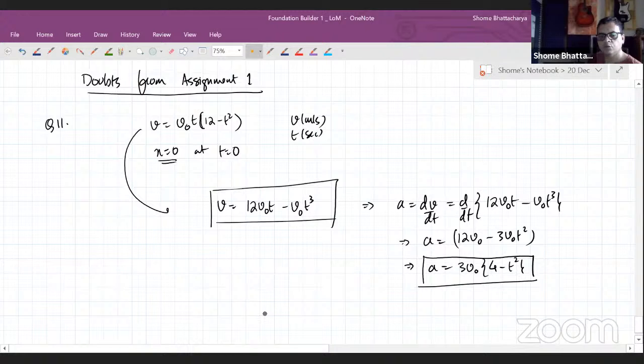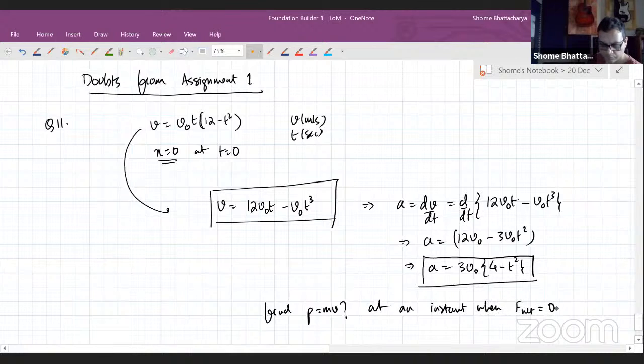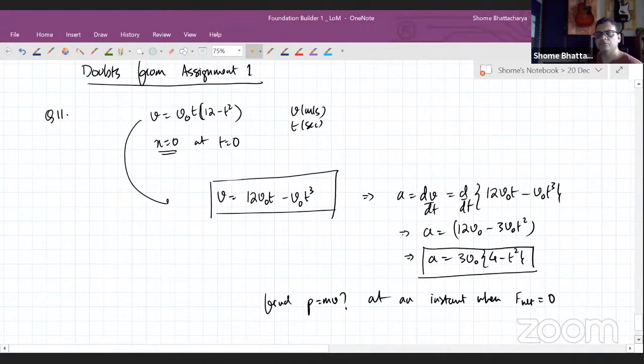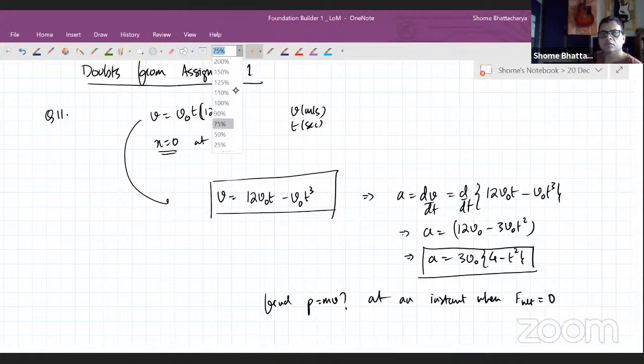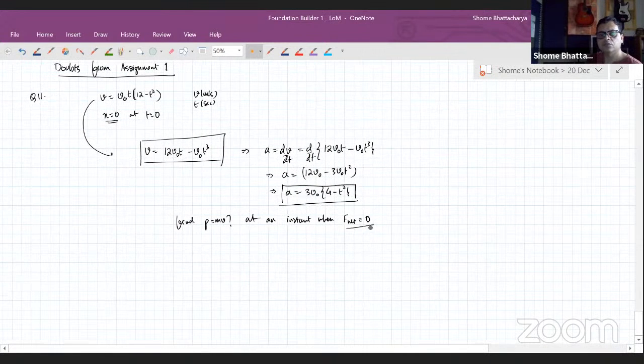Now what do we want to find? We want to find the momentum, that is mass times velocity, at the instant when the net force on the body is 0. That is what the question is saying. At the instant when net force is 0, it means that the acceleration of the body should be 0.